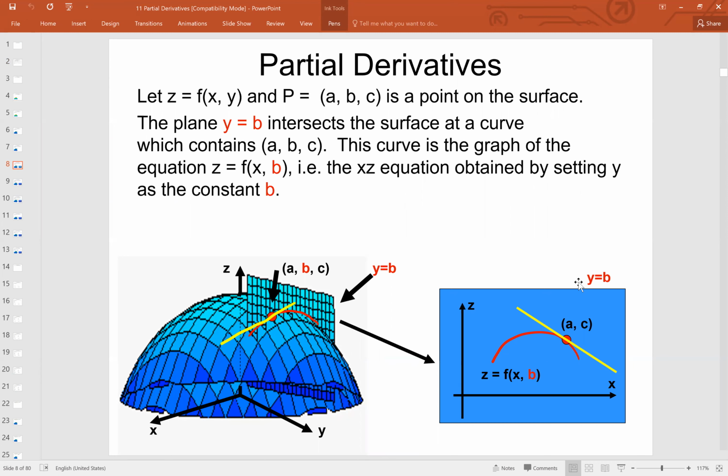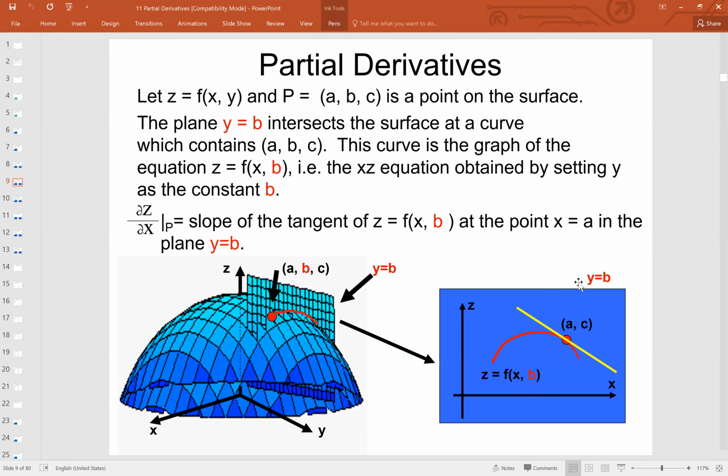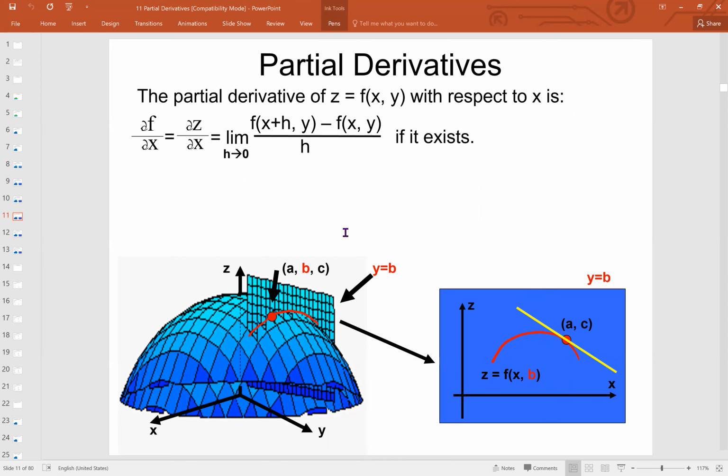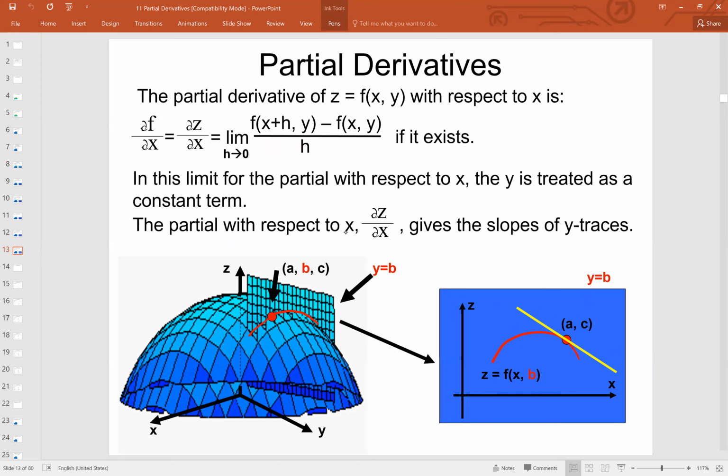And how do I calculate that slope? I take the derivative dz/dx. But in the equation, what about the y? Well, y is a number, b. So we say that's the partial, and we use these notations. It equals the slope of the tangent at that point in the x direction. And here's the limit definition. You can think about that.